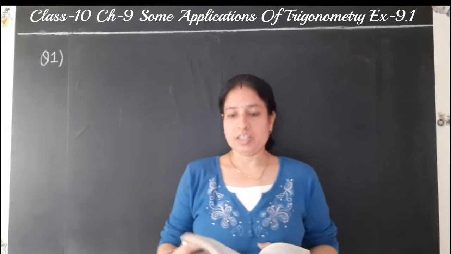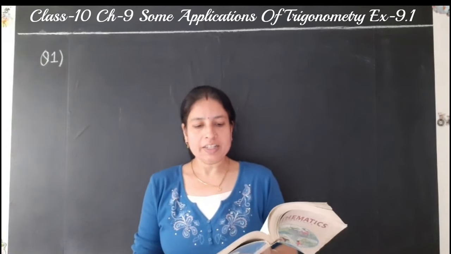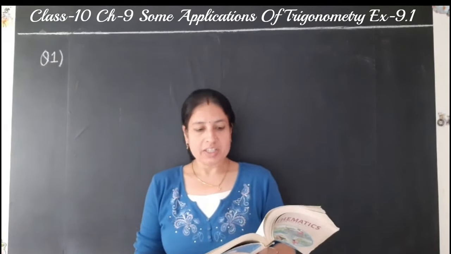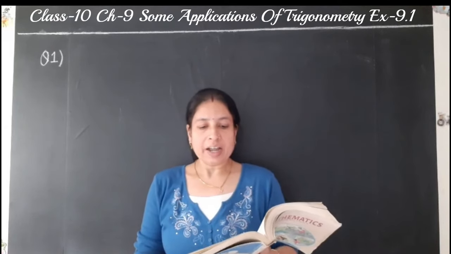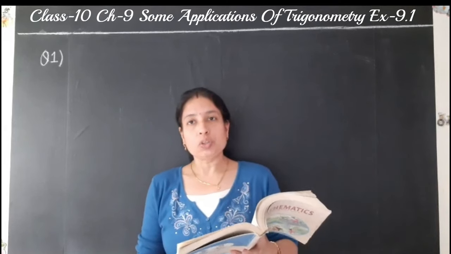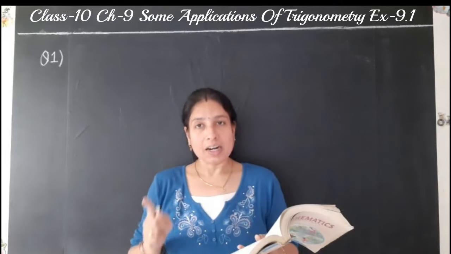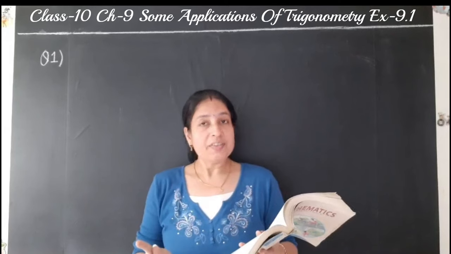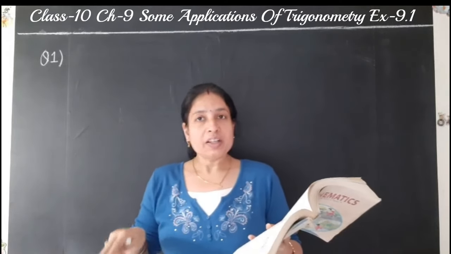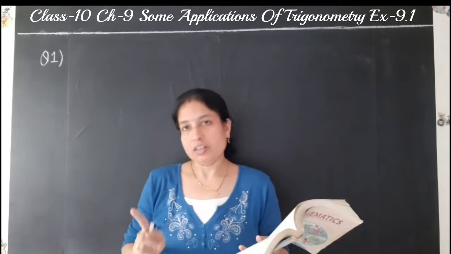Our first question is: a circus artist is climbing a 20-meter long rope which is tightly stretched and tied from the top of a vertical pole to the ground. Find the height of the pole if the angle made by the rope with the ground level is 30 degree.